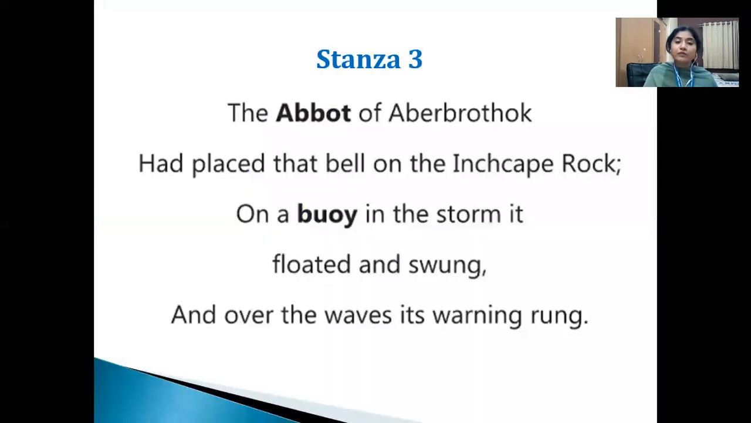The abbot of Aberbrothock had placed that bell on the Inchcape rock. On a buoy in the storm it floated and swung, and over the waves its warning rung.